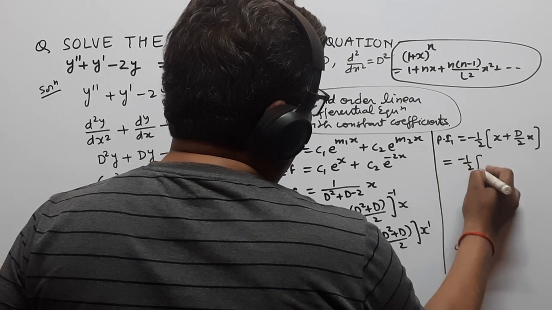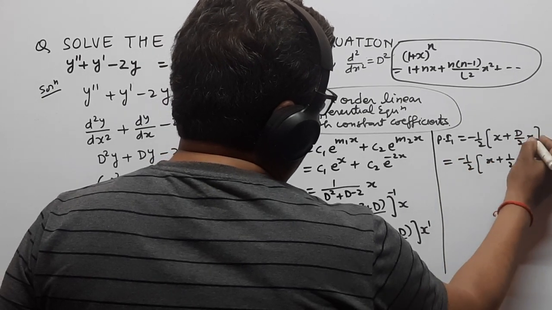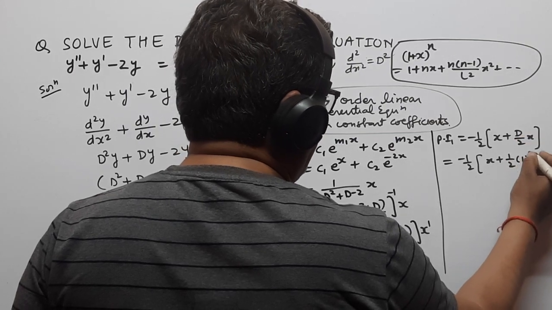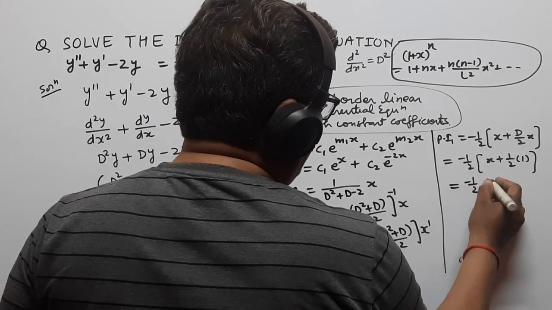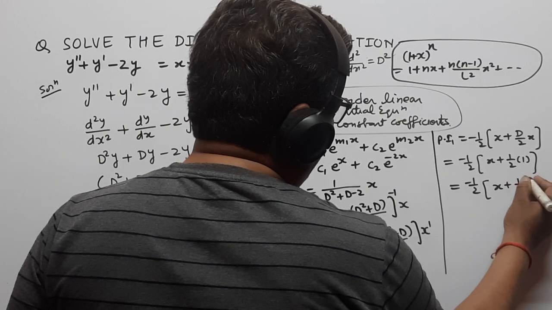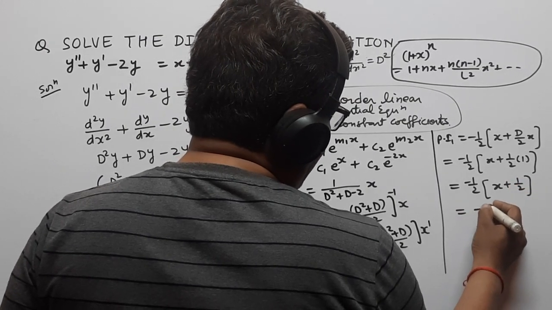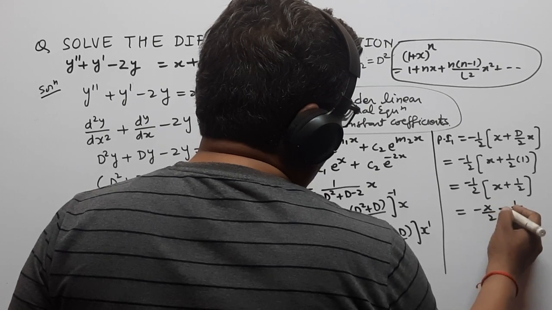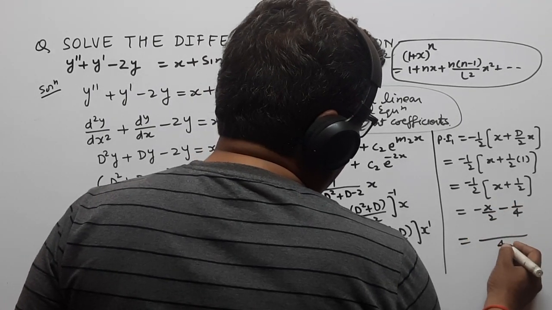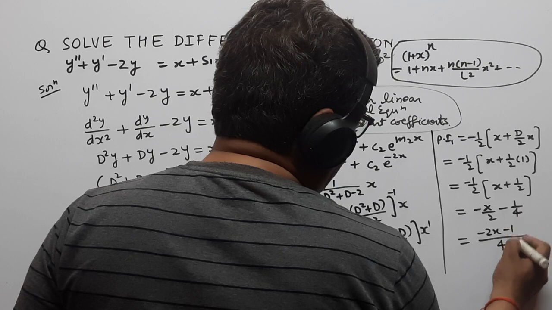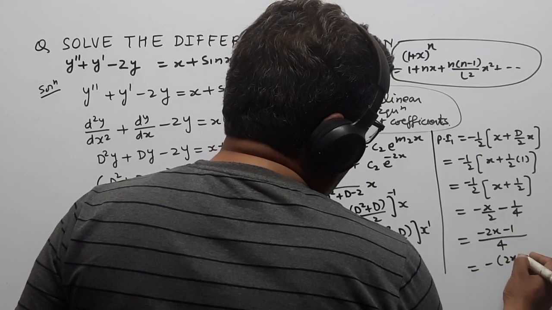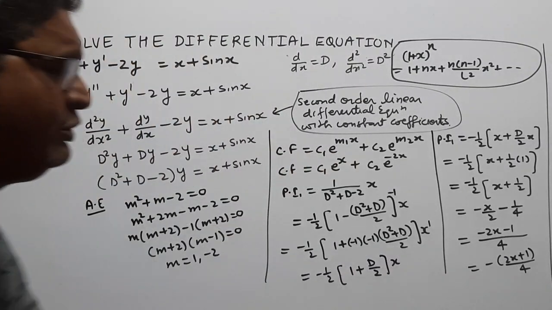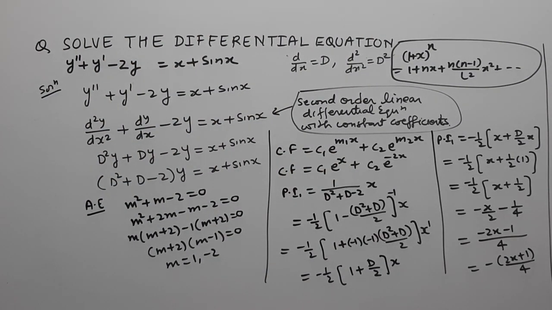Now minus 1 by 2 x plus 1 by 2 d of x, that means we differentiate this x with respect to x, we get 1 only. So this is minus 1 by 2 x plus 1 by 2. So this is minus x by 2 plus 1 by 4. Now this can also be written as minus 2x plus 1 divided by 4. So we get the particular integral of x.